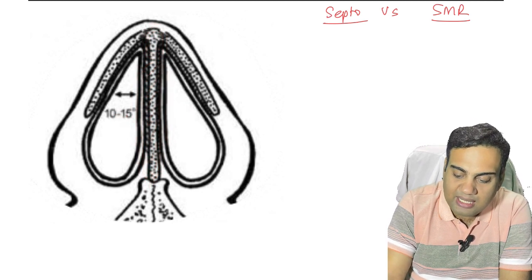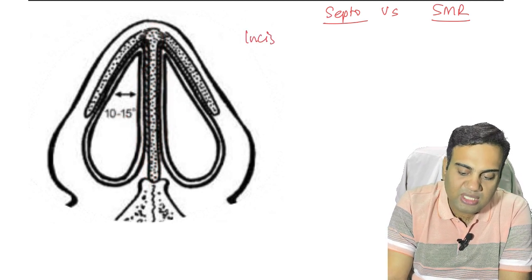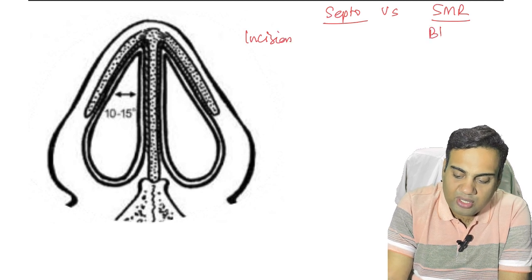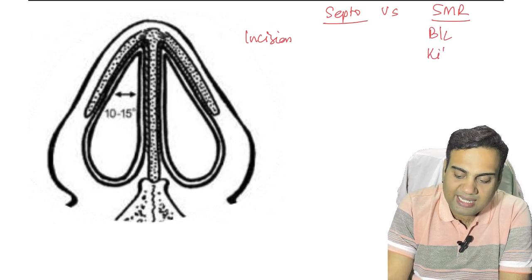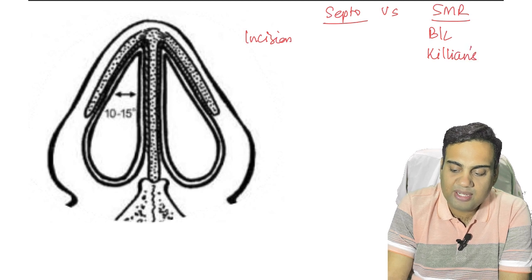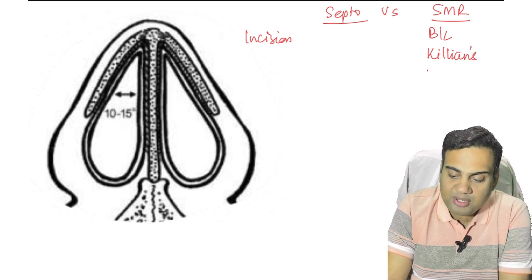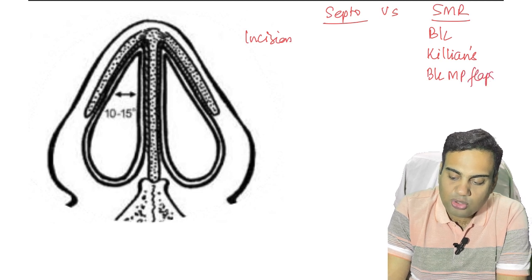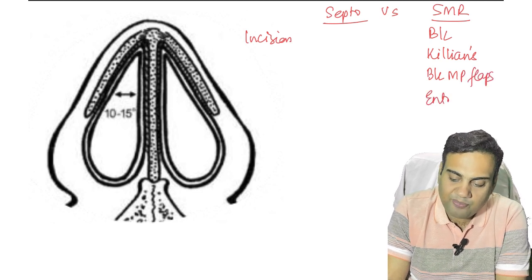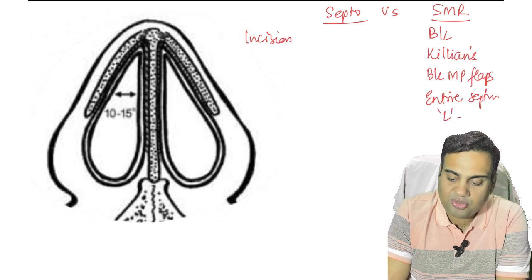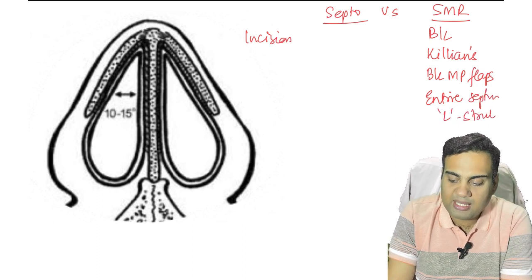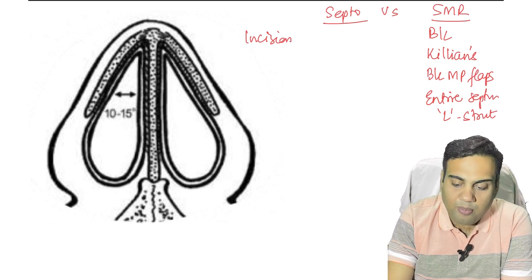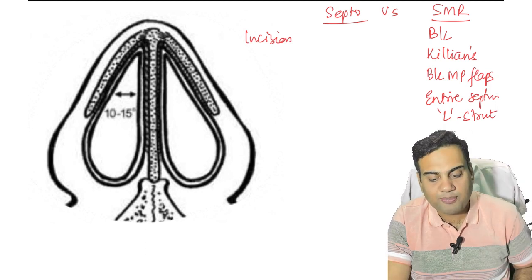So in SMR, incision is bilateral. This incision is called as Killian's incision when we give it bilaterally, and we are going to lift bilateral mucoperichondrial flaps, and we are going to remove the entire septum, keeping behind an L-shaped strut. Okay, so that is your SMR. How about septoplasty?